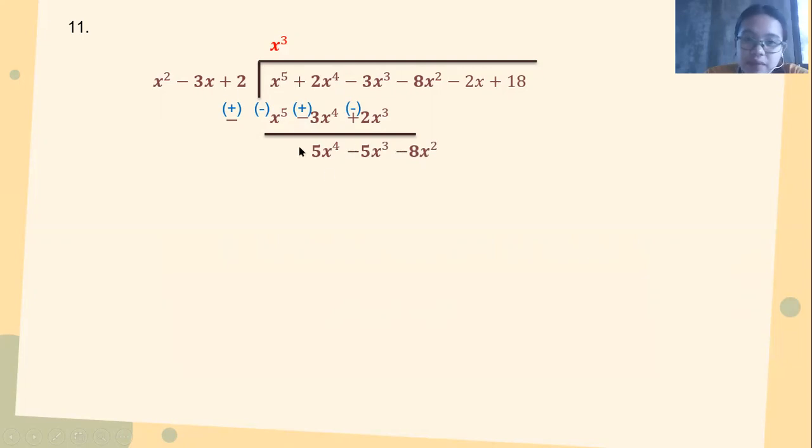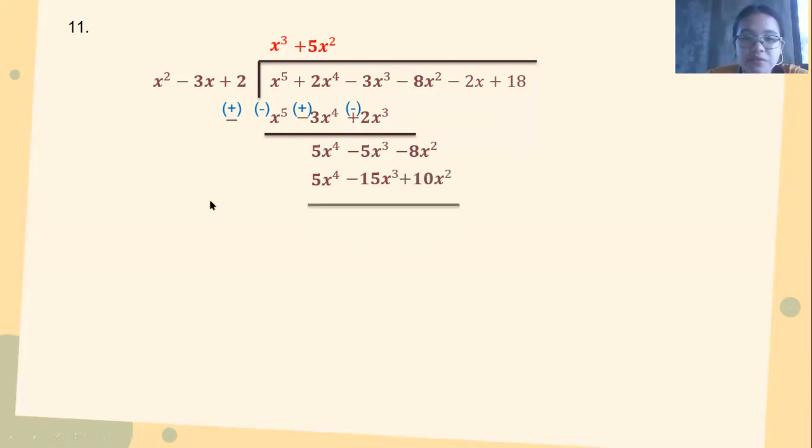So, we can divide again. We have here 5x raised to 4 divided by x squared is equal to positive 5x squared. Next, we multiply the 5x squared to all the terms of our divisor. We have 5x squared times x squared is equal to 5x raised to 4. 5x squared times negative 3x, we have negative 15x cubed. 5x squared times positive 2 is equal to 10x squared.